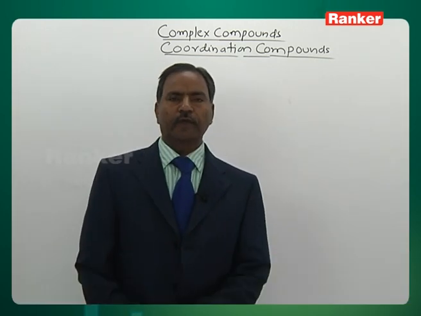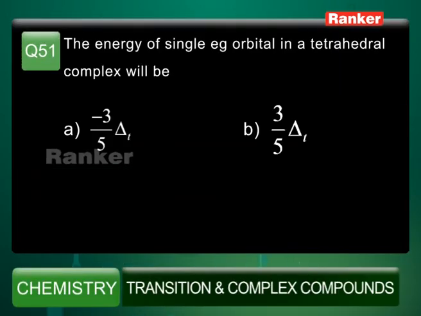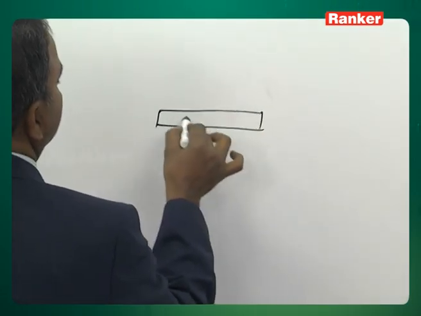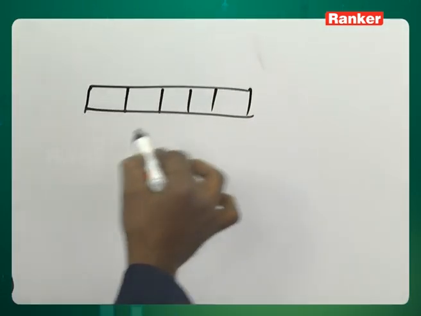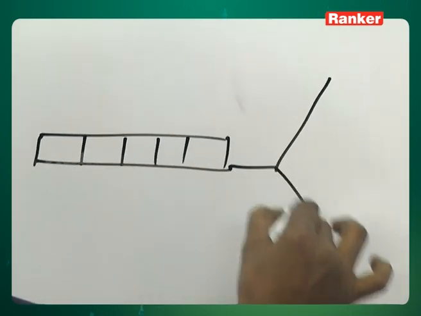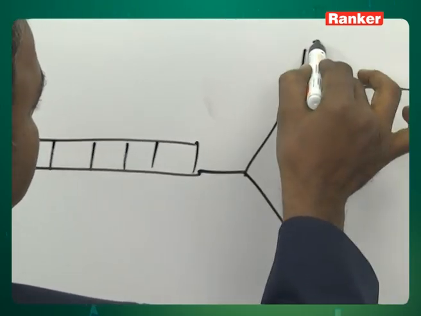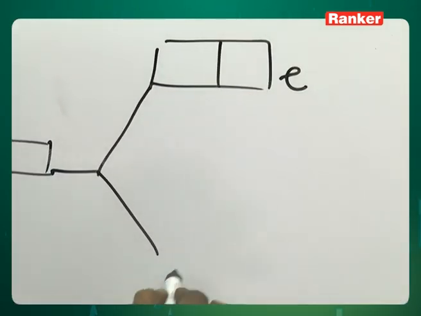Next, question number 51. The energy of a single Eg orbital in a tetrahedral complex will be. In a tetrahedral complex, the splitting is reversed. Suppose you take the 5 d orbitals. How is the splitting in tetrahedral geometry? Look here, what is the higher energy level?